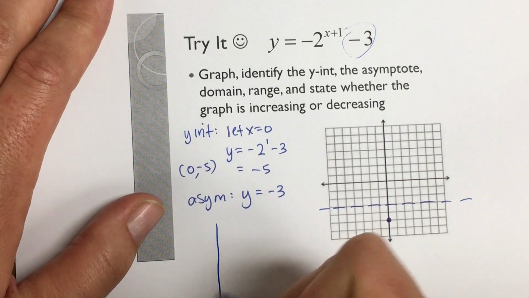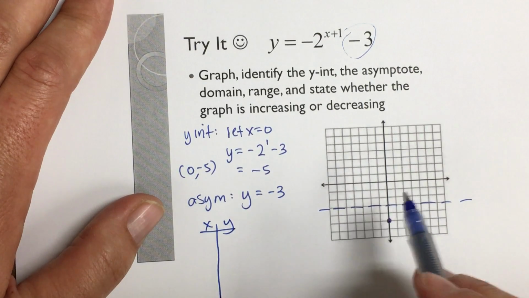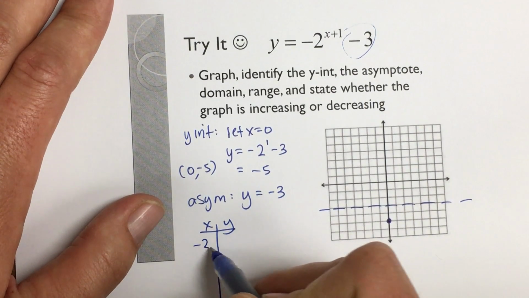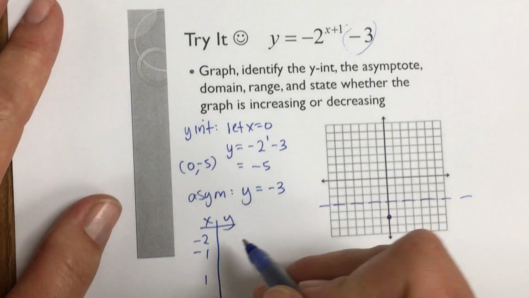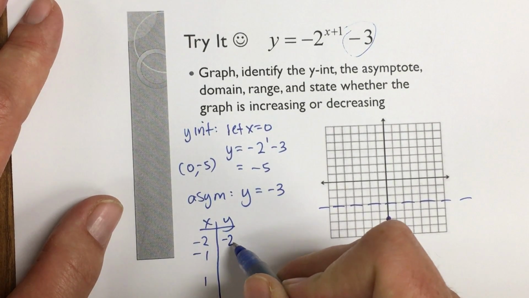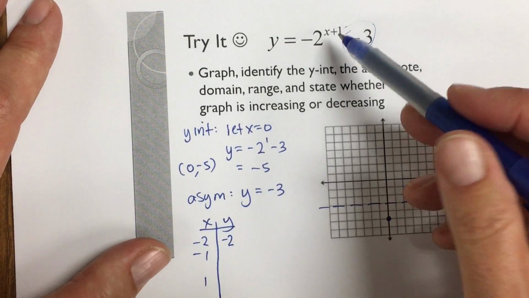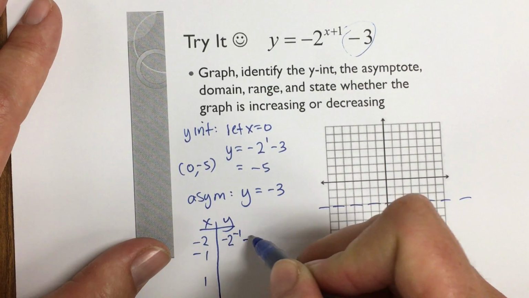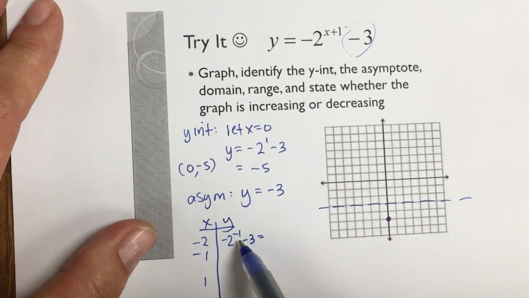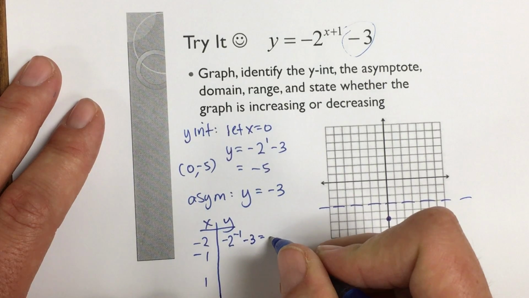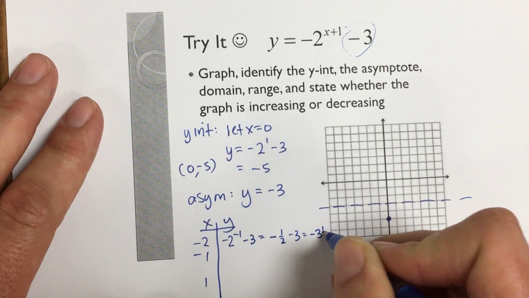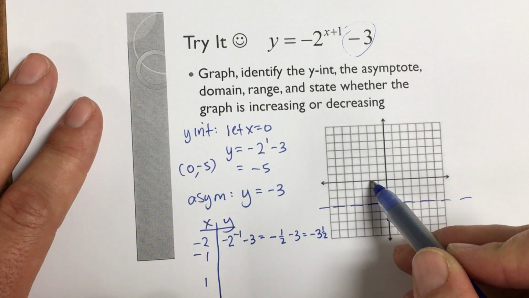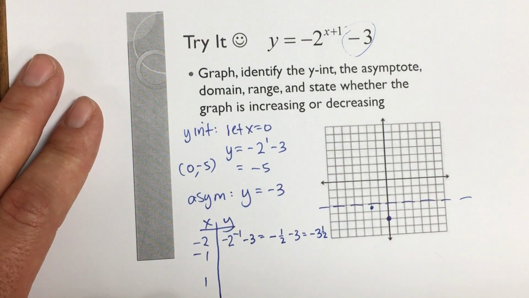Okay, so now I need to graph this. I'm going to do -2, -1, 1, 2. I should give myself some space there. Okay, so this one is going to be -2. If I put in my -2, that's going to give me a -1 minus 3. So what is this? This is 1/2 right here, right? So this is actually -1/2 minus 3. So that's what? -3.5. So at -2, I should be at -3.5 right there.